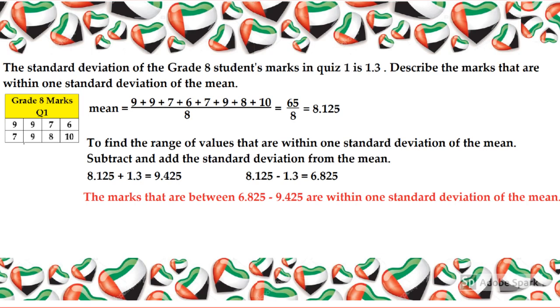So, 8.125 plus 1.3 is equal to 9.425. And 8.125 minus 1.3 is 6.825. Therefore, the marks that are between 6.825 and 9.425 are within one standard deviation of the mean.